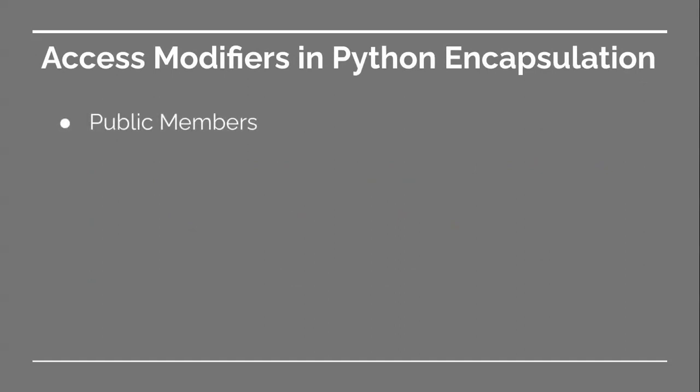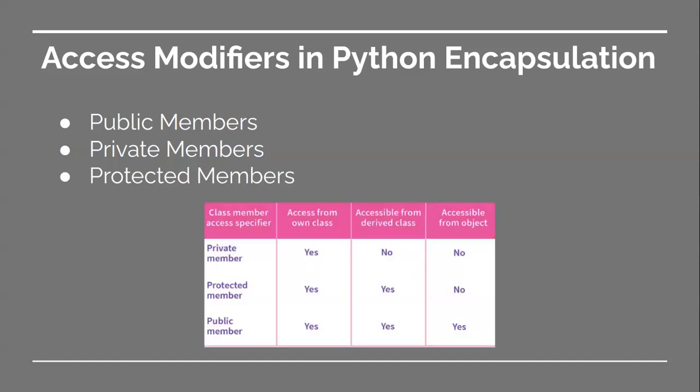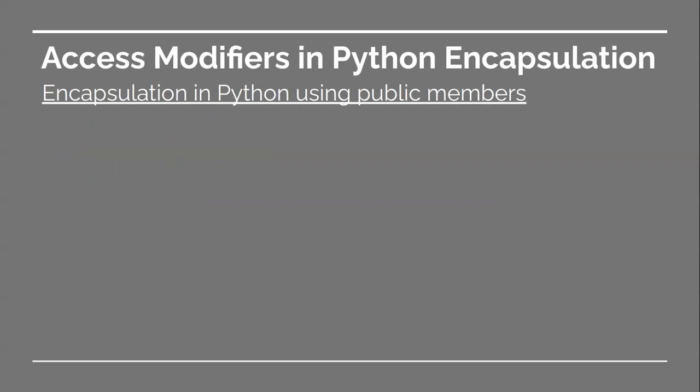Now, when we are talking about access, three kinds of access specifiers can be used while performing encapsulation in Python: 1. Public members. 2. Private members. 3. Protected members. As the name suggests, the public modifier allows variables and functions to be accessible from anywhere within the class and from any part of the program. All member variables have the access modifier as public by default.